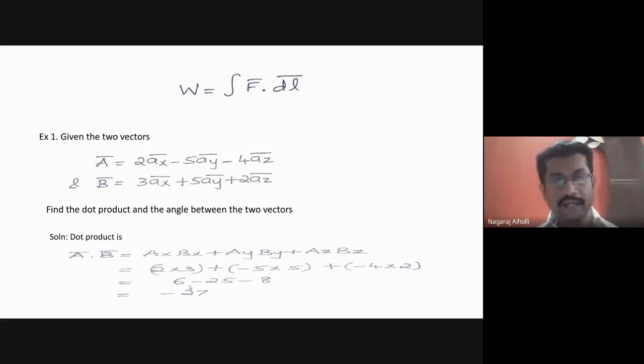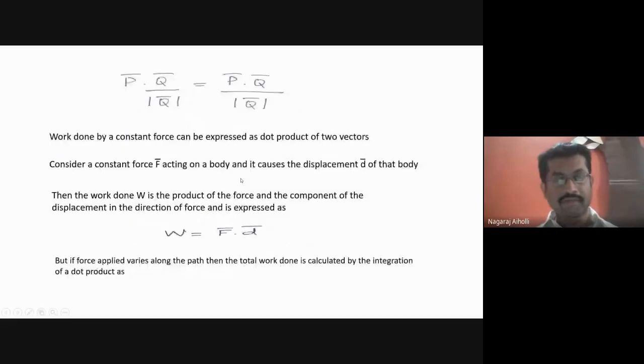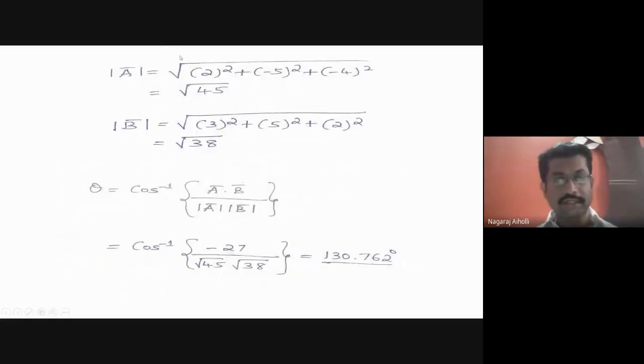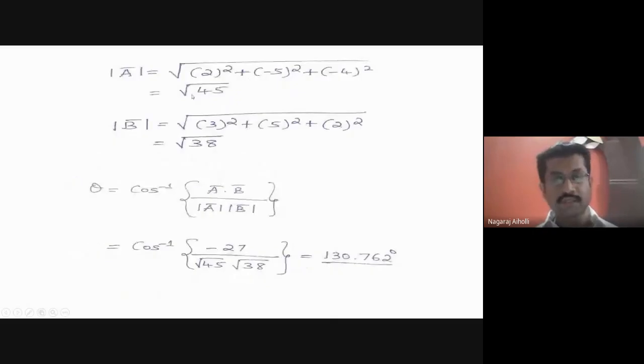Next, find out the angle. How to find the angle between the two vectors? This is the formula: theta is equal to cos inverse of A vector dot B vector divided by magnitude of A vector into magnitude of B vector. If you want to find the angle, what should we calculate first? We should calculate the magnitude of A bar and the magnitude of B bar. The magnitude of A bar is the square root of 2 square plus -5 square plus -4 square, which gives us square root of 45. Similarly, find the magnitude of B vector.